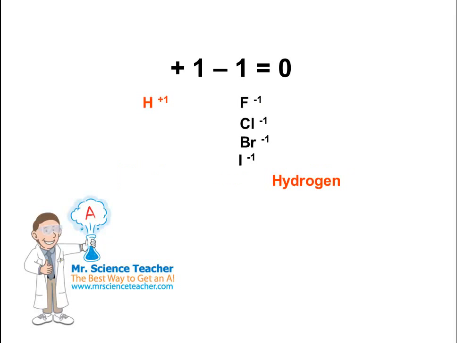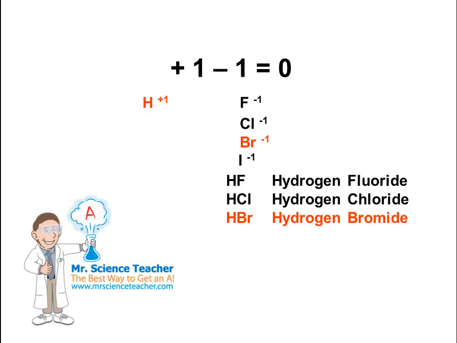Okay? So let's do this systematically. I'm going to combine hydrogen, a +1, with each of these -1s. Hydrogen fluoride is HF. Hydrogen chloride is HCl. Hydrogen bromide is HBr. And hydrogen iodide is HI. See? +1, -1. You pick any of the +1s, pick any of the -1s. Put them together. As long as it equals 0, then you have your chemical compound.